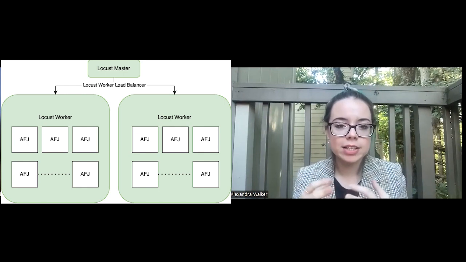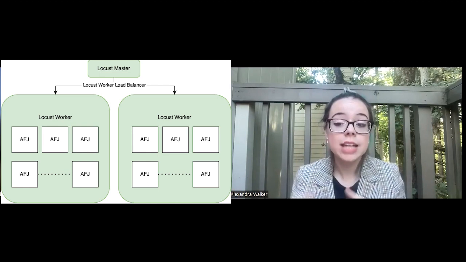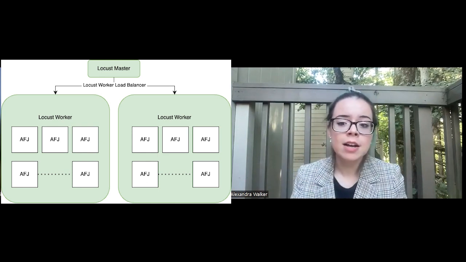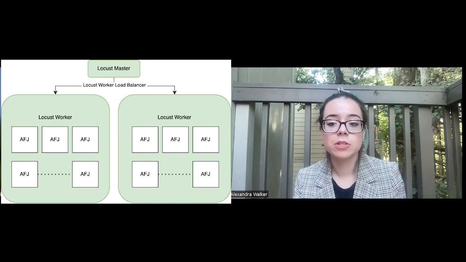So as we're scaling these bottom VMs, we're scaling the amount of AFJ subprocesses and thus the amount of simulated users very easily and efficiently. All right, very cool. So once this work is completed, how does it really affect the day-to-day lives of either a user or a developer?